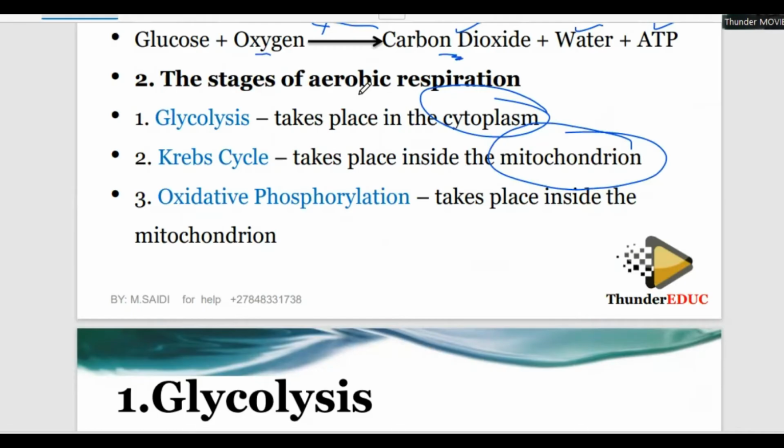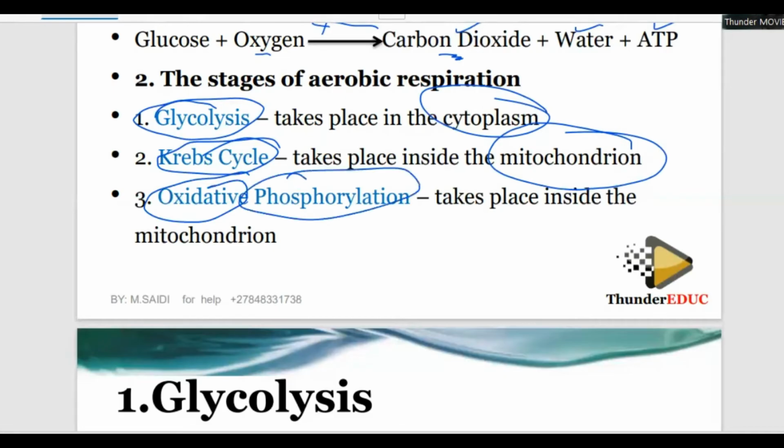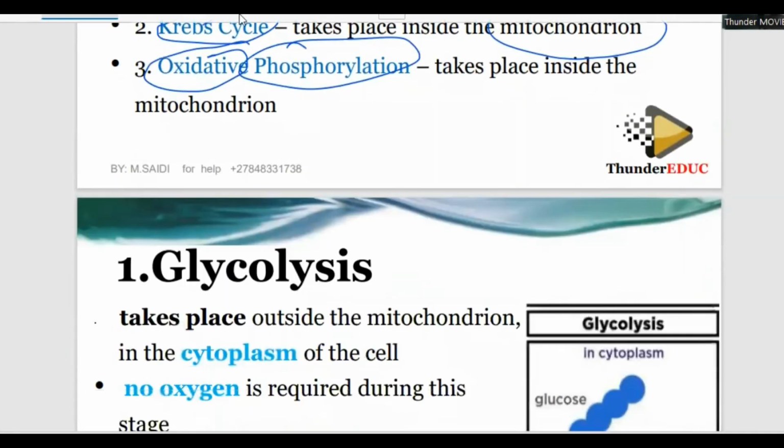We say that aerobic respiration is divided into 3 stages. The first one, we say, is glycolysis. The second one is Krebs cycle. The third one is oxidative phosphorylation. So now we are going to look at these 3 stages in detail.